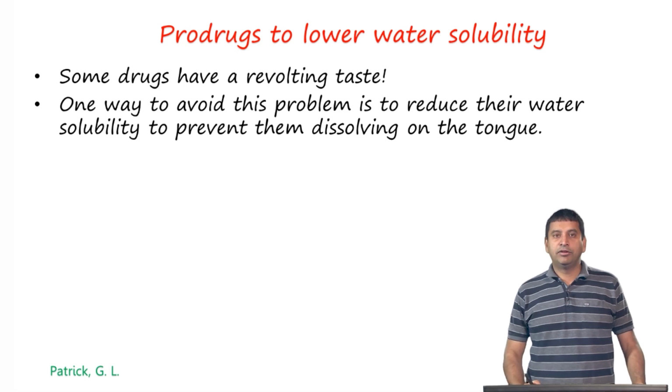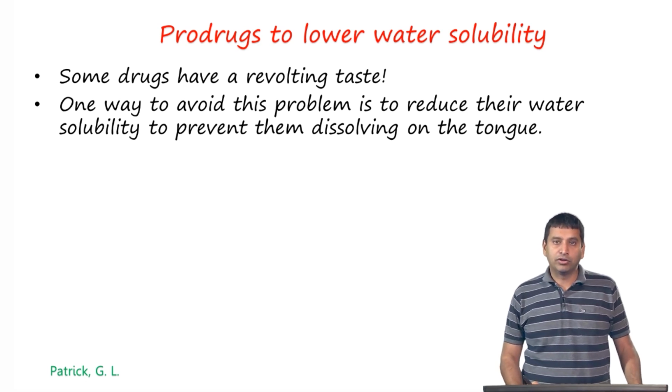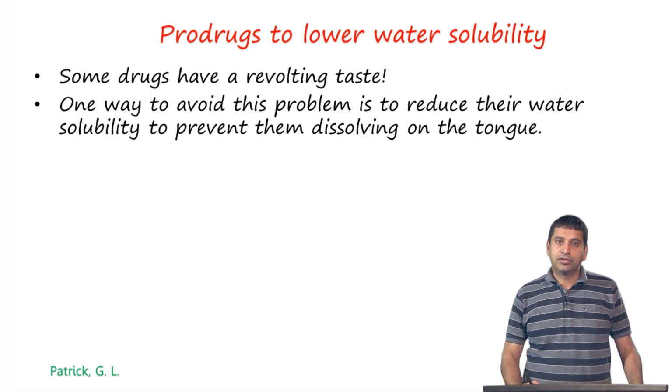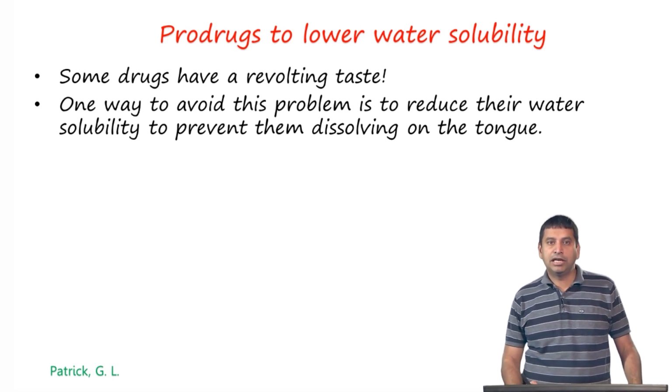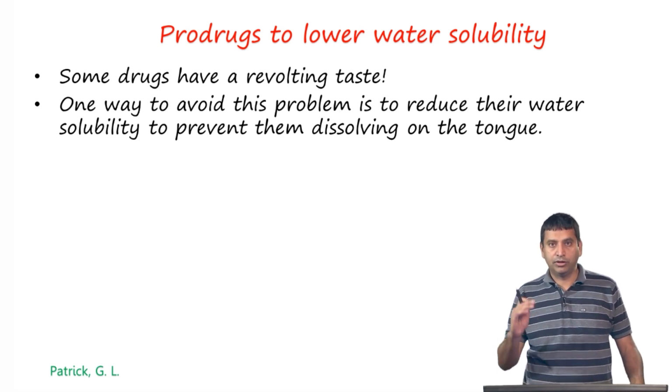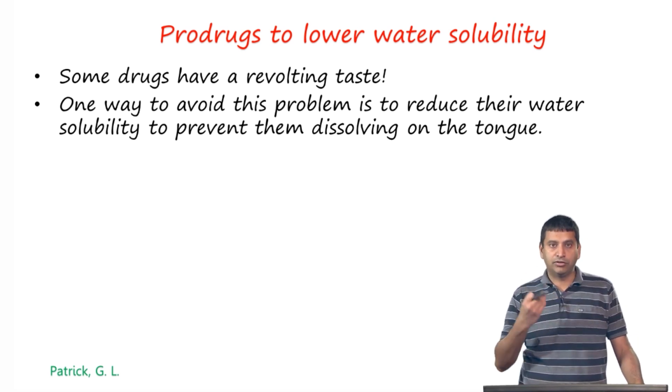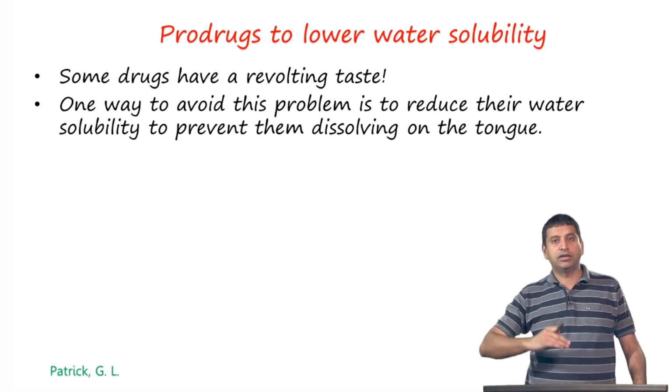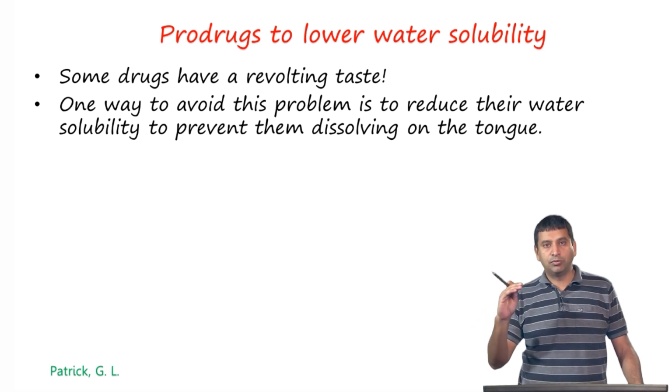So, the other way in which you can use prodrugs is to lower the water solubility. Some drugs have a pretty bad taste, and one way to avoid the bad taste is to increase the hydrophobicity or reduce their water solubility. When you consume the drug, it starts to dissolve on the tongue. So, if you reduce that dissolution, then it is possible to make it less revolting.